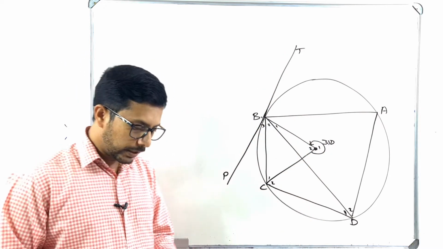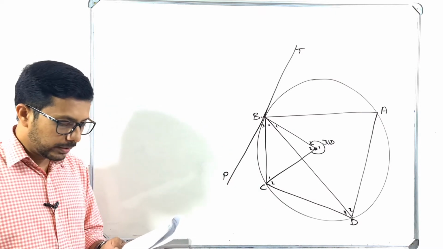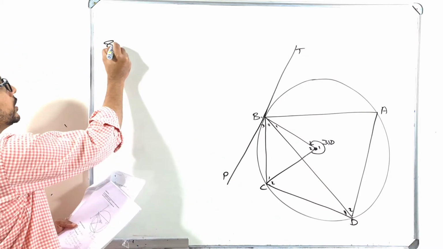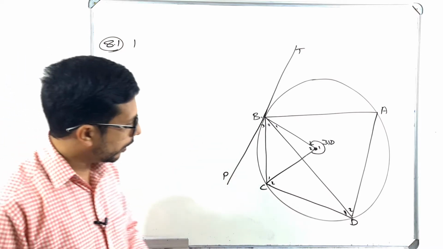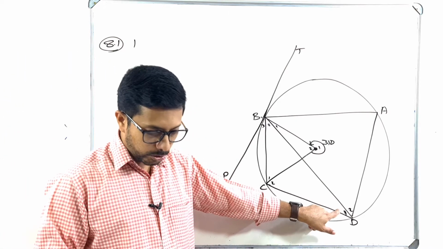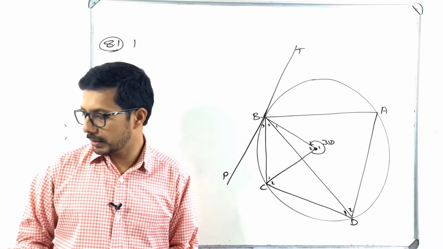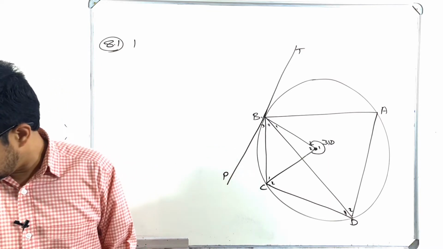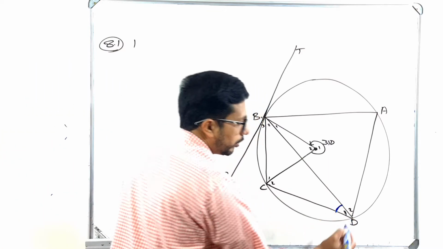Okay, so what is the first question? Calculate, giving reasons, the size of D1. So the first question is 8.1. You have to find D1. Where is D1? This angle. So how can you find D1, guys? D1 means which angle is D1? This angle. Okay, so you have to find that angle.